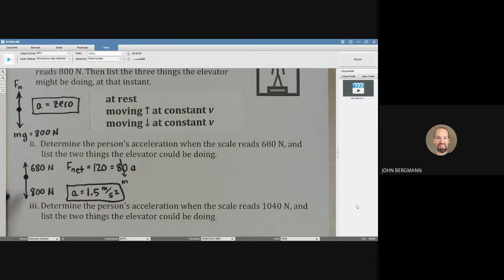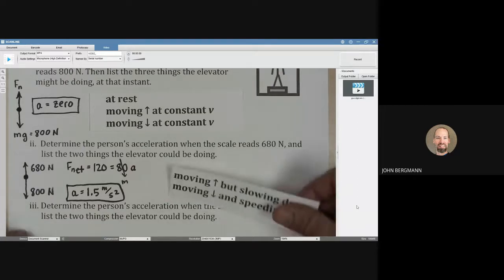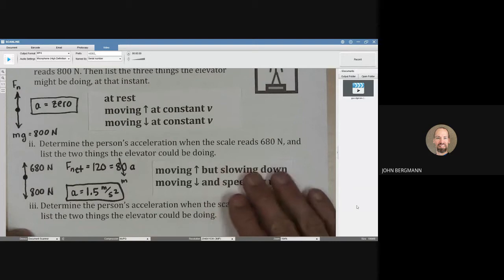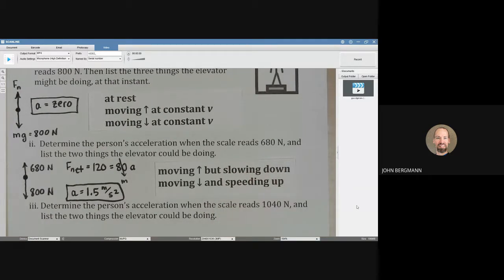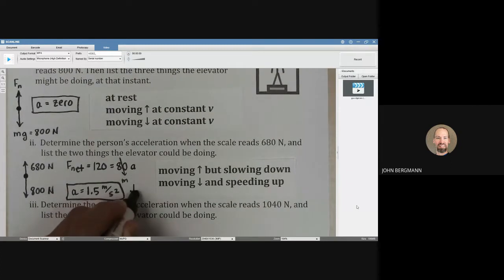Let's look at the picture here. What are the two things that the elevator could be doing? It could either be moving upward and slowing down, or moving downward and speeding up. Because which way is this acceleration vector pointing? Let's look at the free body diagram that we've done. The acceleration is pointing that way.